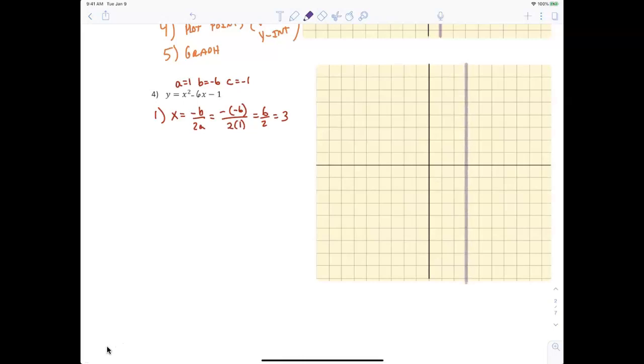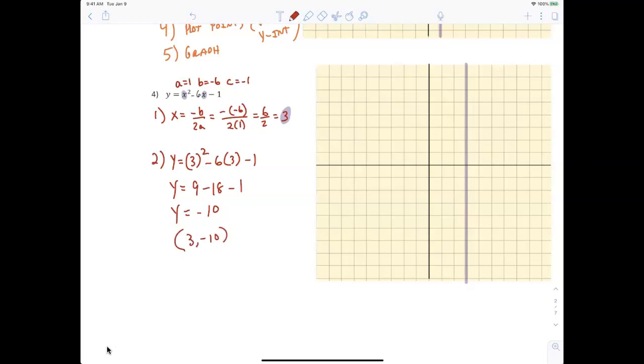There's the axis of symmetry. Now step 2, how do I find the vertex? y equals 3 squared minus 6 times 3 minus 1. Again, all I did was plug this 3 in for those x's. Now I have y equals 9 minus 18 minus 1. y equals -10. So my vertex now is at (3, -10).